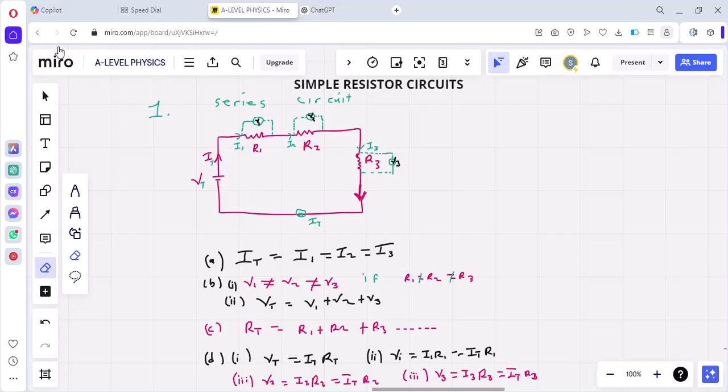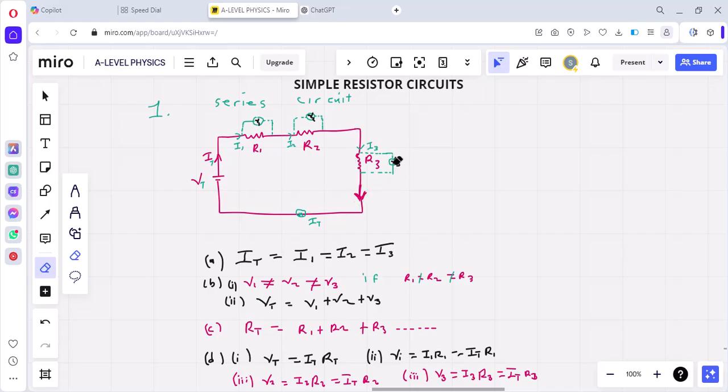I'll give you some basic hints that you need to follow when you are solving problems that involve resistors connected in series. That implies resistors are connected linearly, like in a straight line, together with the voltage source or the battery, just like I've drawn it here.